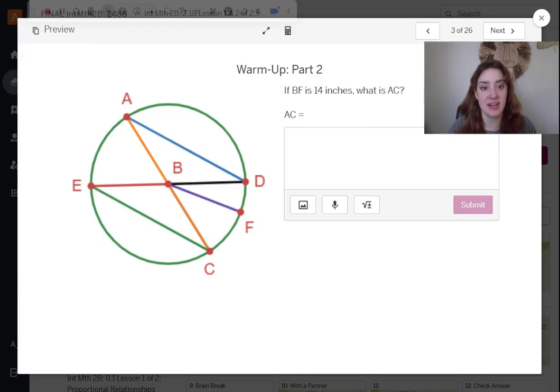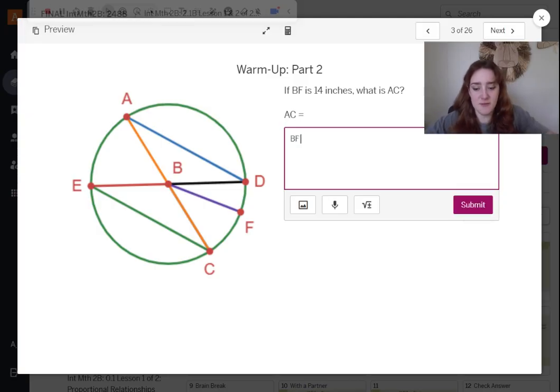All right, assuming you've got an answer, we're going to go ahead and check. So they're telling us that BF is 14 inches. Cool. What does that mean for us? BF, so what is this? This is from the center of the circle to a point on the outer rim of the circle. So that means BF is the radius. That's the radius. It's going to be 14 inches.